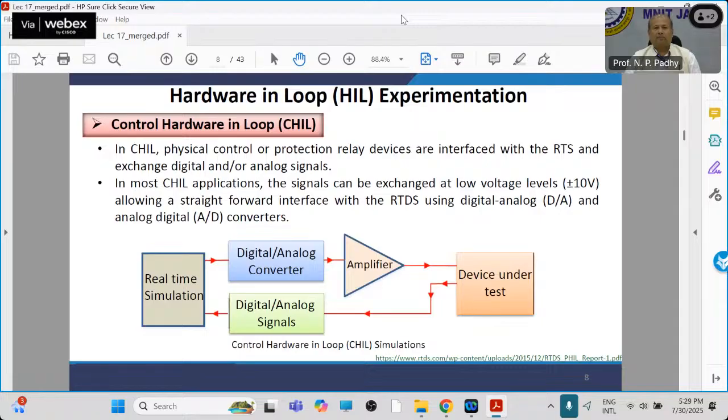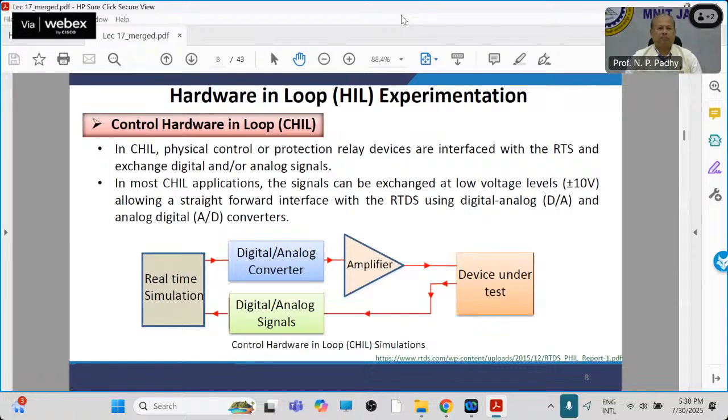So you see the diagram below. You have an RTS, the real-time simulator, and it gives a signal to a digital to analog converter. Am I right? Then that analog signal is amplified through an amplifier and given to the device. The device performs and then gives a closed loop signal to the analog to digital converter and reverts back to the simulator. So what happens?